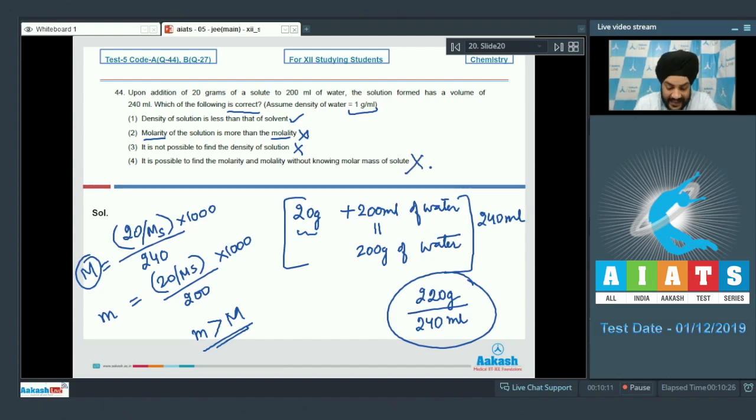We can clearly see that the molar mass of the solute is present in this expression. So without knowing the molar mass of the solute, the exact value of molarity and molality cannot be found out, although we can compare them. So students, for this question, we have to mark the correct answer as option 1. Let us look at the next question now.